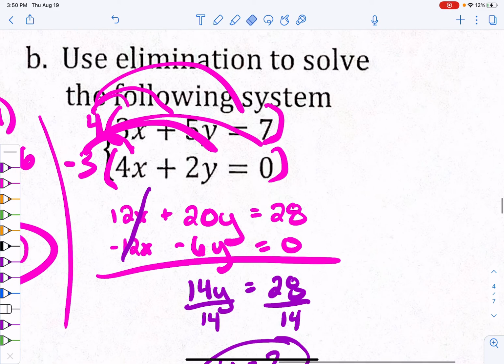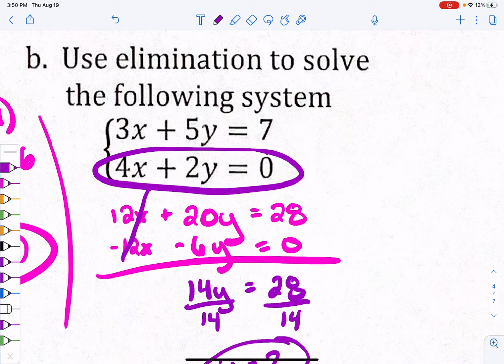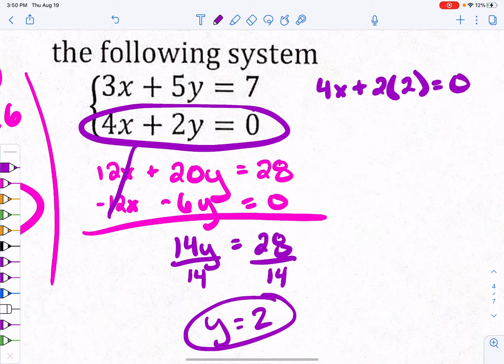And we have options. We can plug back in wherever we want to. I'm going to plug into this one right here, since it's equal to 0, it looks a little easier. So 4x plus 2 times, we're going to plug 2 in for y, equals 0. And 2 times 2 is 4. To solve for x, get the x by itself, I'm going to subtract that 4 over to this side.